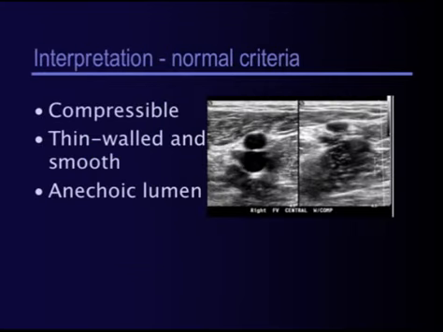Okay, we're going to move on to the criteria for a normal study. A normal vein is completely compressible. It has a thin and very smooth wall, almost imperceptible, and an anechoic lumen. The one exception to this, of course, is with very slow flow. The lumen may appear hypoechoic or may have some internal echoes. Walls will not coapt when the lumen contains thrombus.